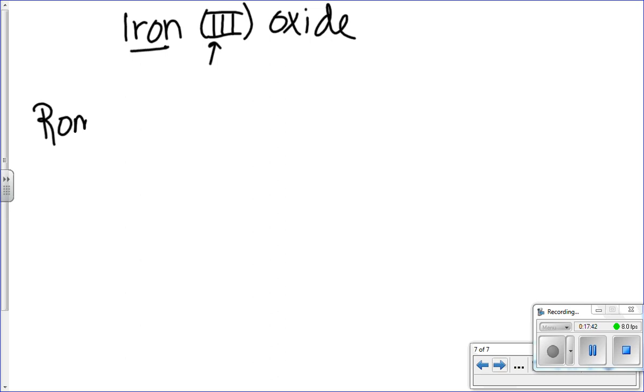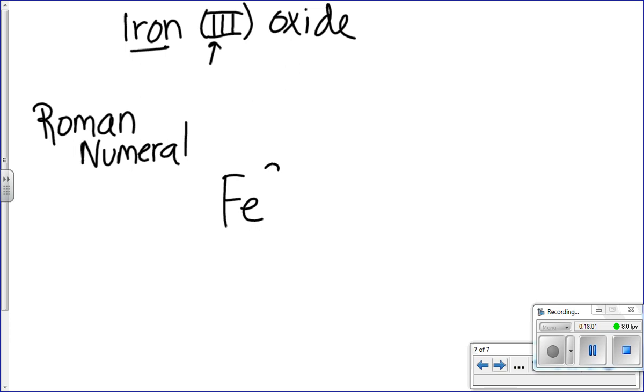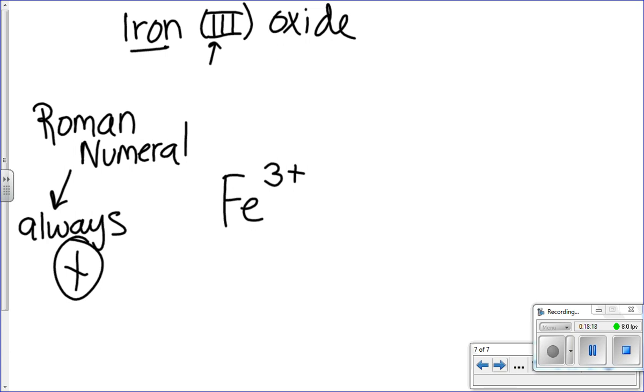So the first thing the Roman numeral tells us is that this element is a metal. And the number is its oxidation charge. So this is the iron symbol, and we know that it's going to have a 3 there because that's what that Roman numeral tells us. And the other thing you should know about these Roman numerals is that they're always positive. Always positive, and they have a given value.